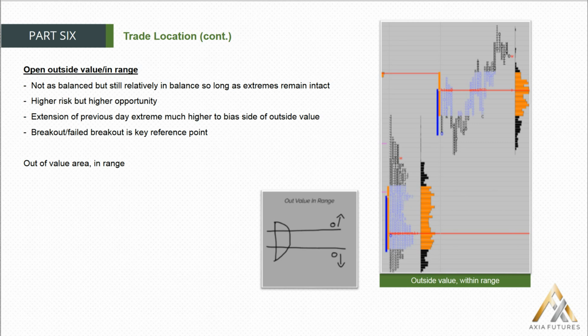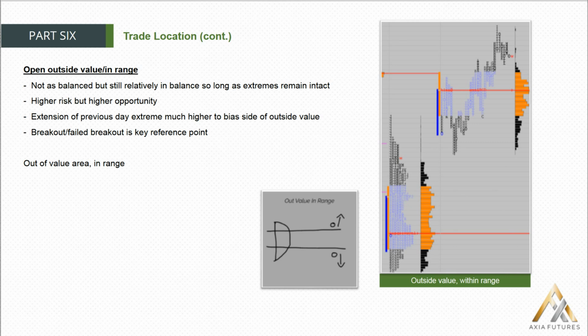Then the extension of the previous day's extreme will bring a much higher sort of a bias towards outside value. So what we're trying to say here is that when the market opens outside of value and breaks out of the previous day's range, there's a high probability that on that day type we are going to accept value outside of the previous day's value area.